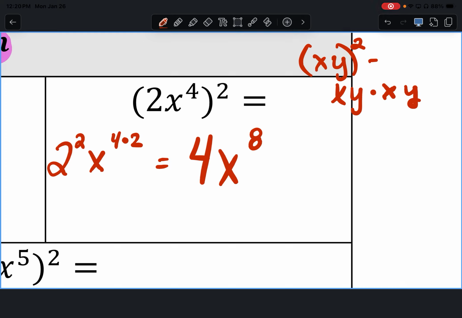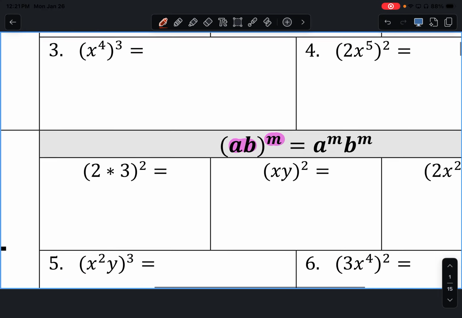What is x times x? X squared. What is y times y? Y squared. So we have to make sure that square goes to both of the things being multiplied together there. Okay? And that's what the power of a product is all about.